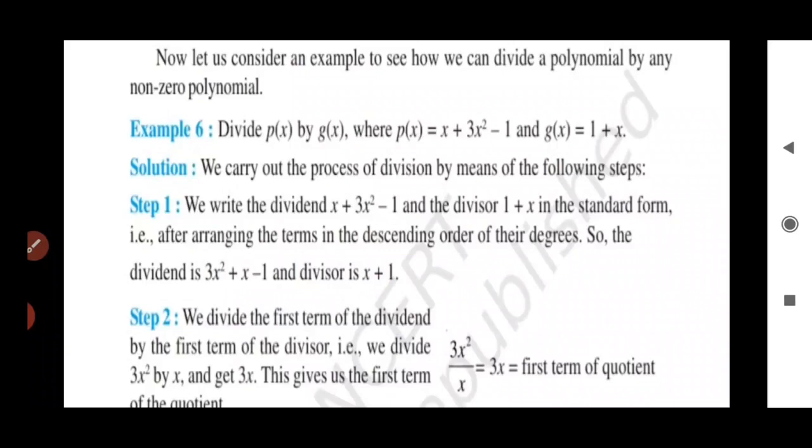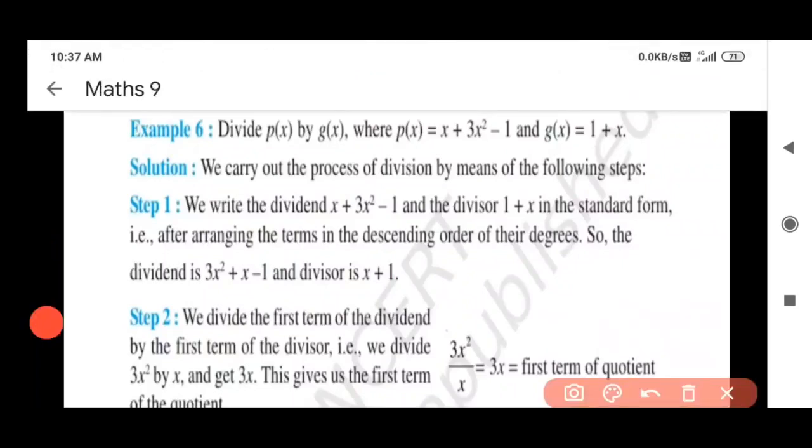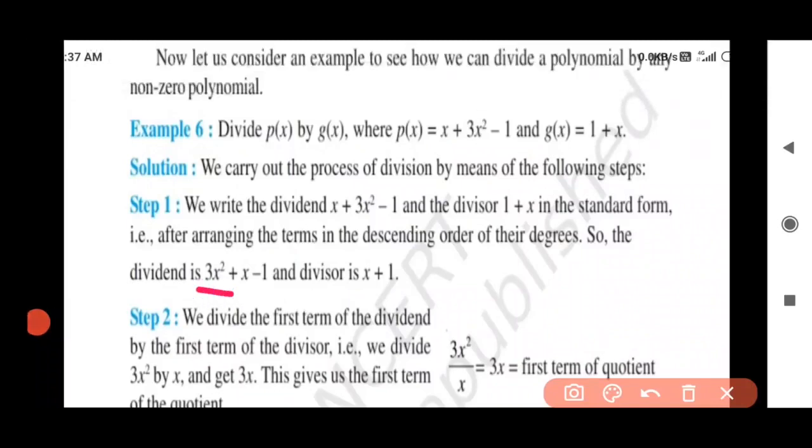Once again I repeat this. Step number 1, arranging the terms in descending order of their degrees, the dividend and divisor also. Step number 2, we divide the first term of the dividend by the first term of the divisor. So the first term of the dividend is 3x squared. The first term of the divisor is x. So 3x squared by x, x term cancels, so remaining 3x. The first quotient is 3x.